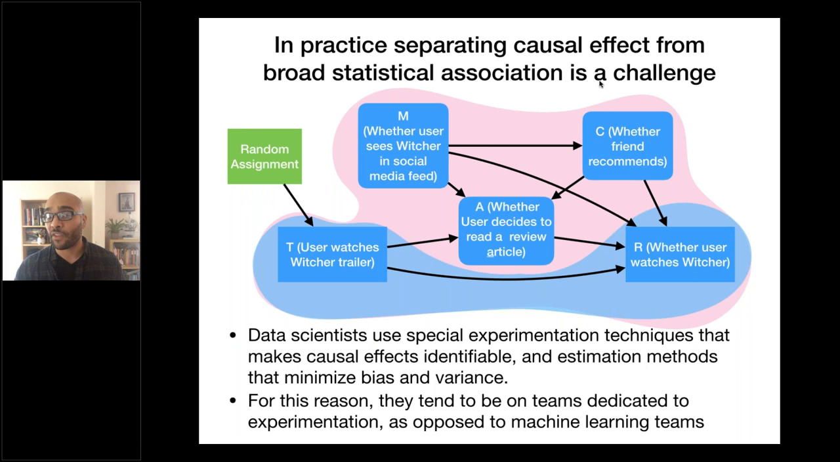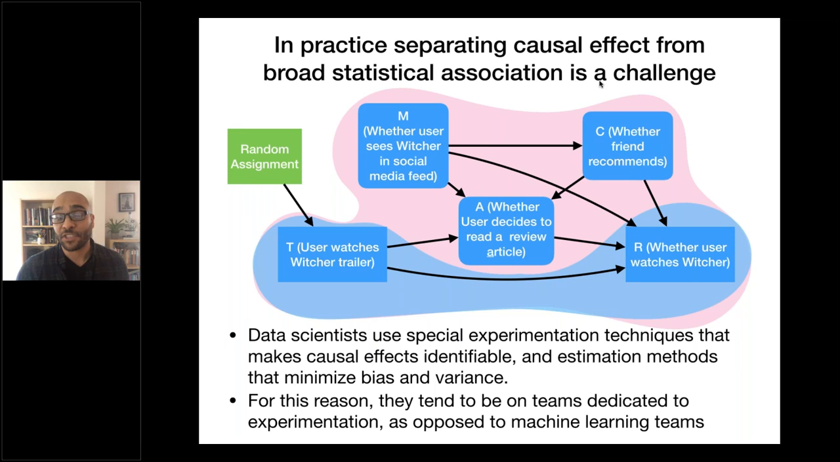But what these data scientists are actually interested in is this blue area, the part of the statistical association that follows this lower causal path, the direct causal effect of watching a trailer on watching the show. To accomplish this, data scientists at Netflix will use some special experimentation techniques that will make these causal effects identifiable. And assuming they can be identified, they'll come up with some estimation methods that will hopefully minimize bias and variance and also scale to the large number of users that Netflix has to work with. For this reason, these data scientists tend to be on teams dedicated to experimentation, as opposed to teams that are building and productionizing machine learning algorithms.